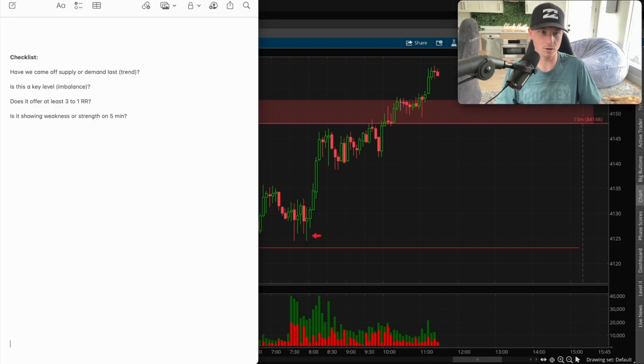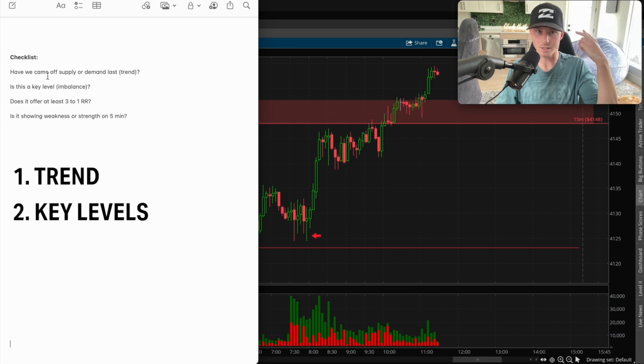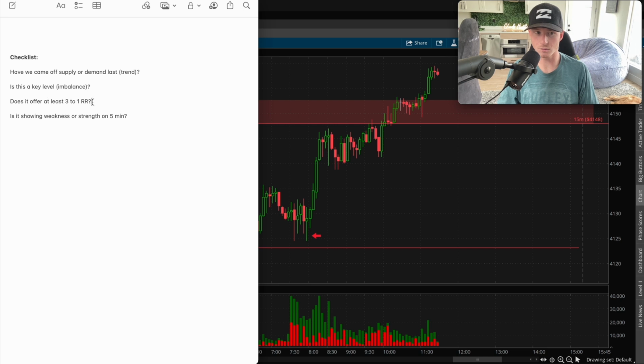So I'm going to pull up my notes here. This is literally what I look at while I'm trading. And I keep it super simple, right? There are 3 pillars in my trading system. There's trend, there's key levels, and there's candles, okay? So this checklist basically follows that along with risk reward.